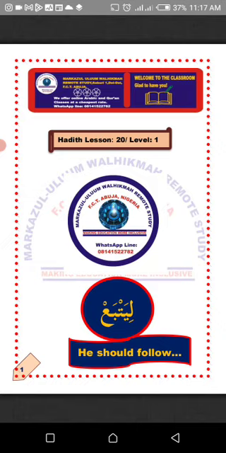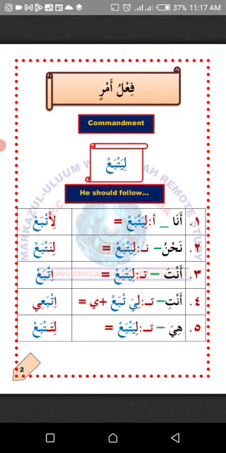Happy listening. We are going to learn from this lesson how to use the Arabic verb ليتبع to suit certain pronouns in Arabic. فعل أمر, commandment. The question is, how do we change the verb ليتبع to suit the following pronouns?